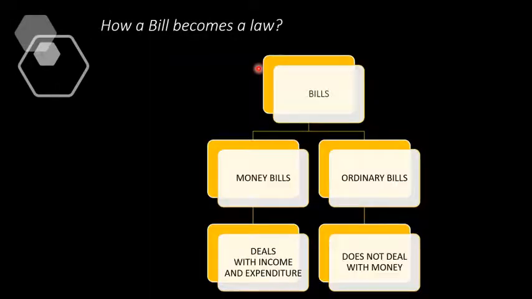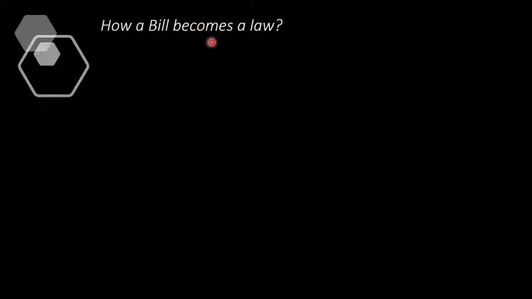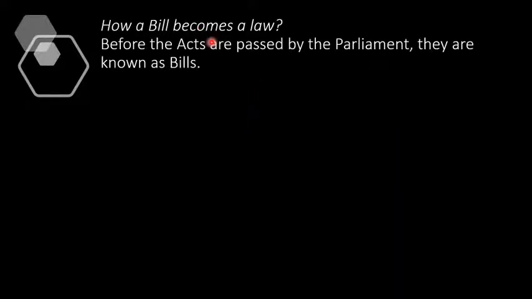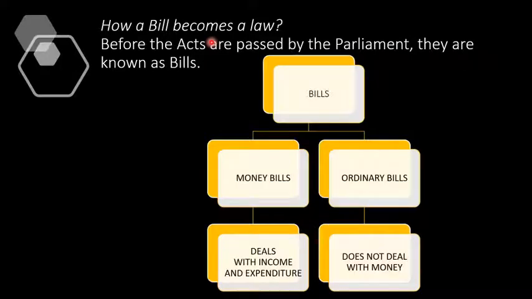Now let us see how a bill becomes a law. Before the acts are passed by the parliament, they are known as bills. So before we call it a law or an act, it is known as a bill before it is passed by the parliament. Now there are two types of bills. We have the money bills and the ordinary bills. The money bills deal with income and expenditure, that is obvious since it is money. And we have the ordinary bills which do not deal with money.